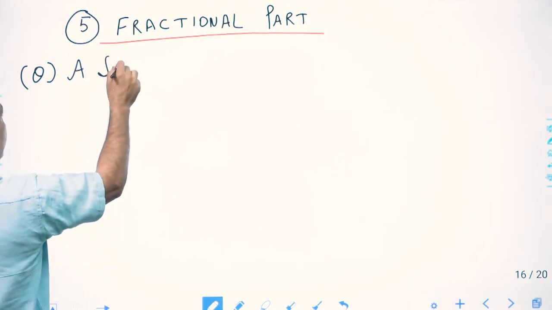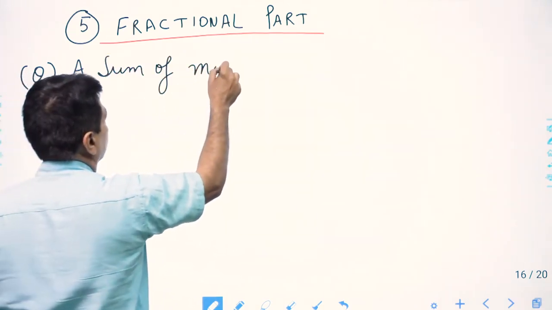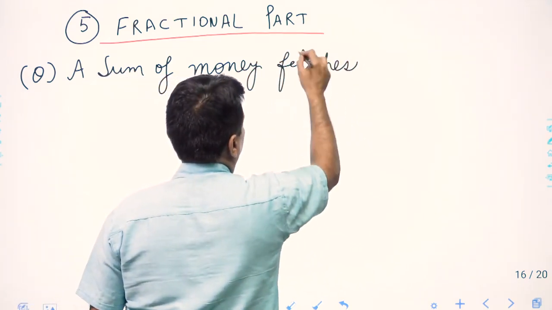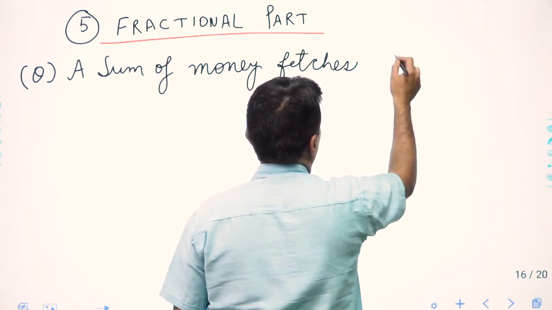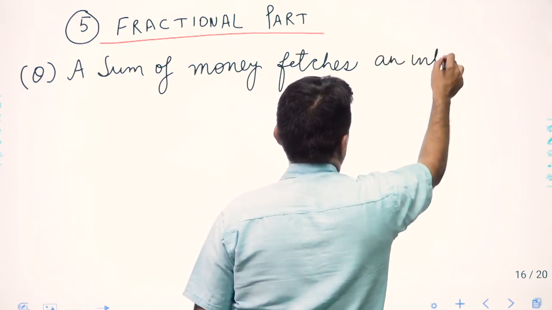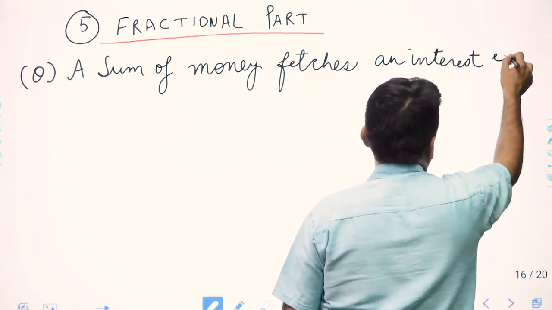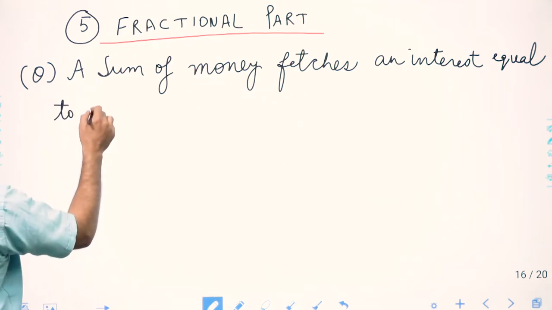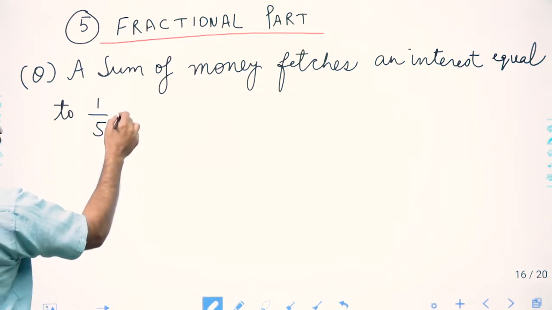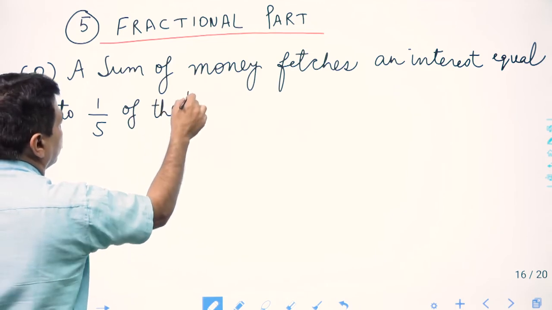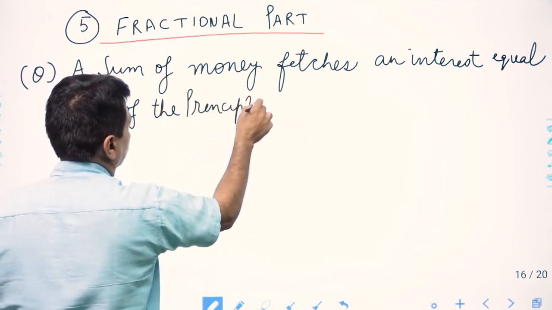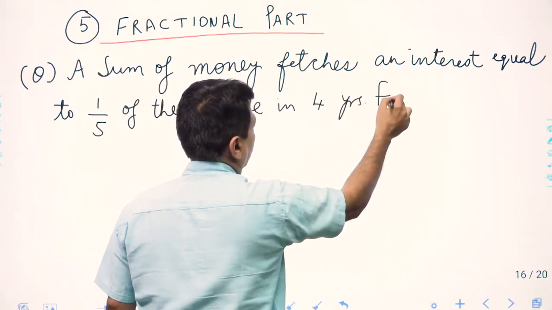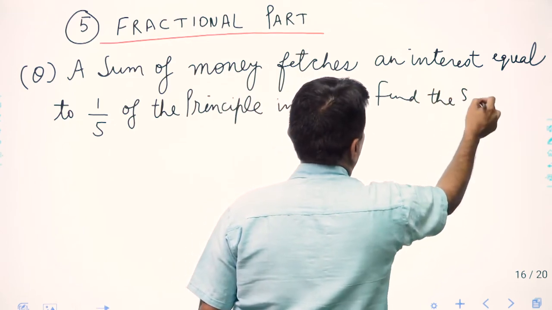A sum of money fetches an interest equal to 1/5 part of the principal in 4 years. Find the simple rate of interest.